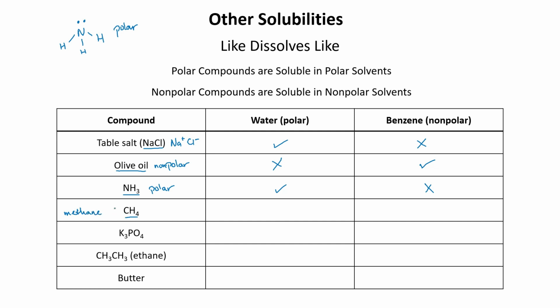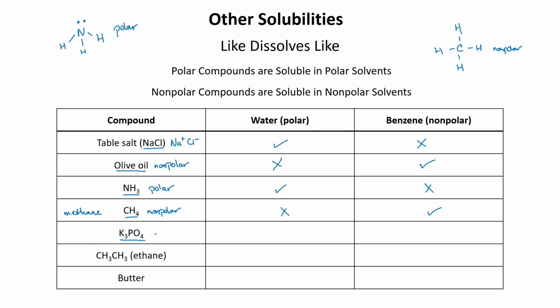Again, if you do not remember if this is a polar or nonpolar substance, let's draw the Lewis structure. So here is your Lewis structure for methane. This is a tetrahedral molecule, which means it is nonpolar. So let's write nonpolar by methane. So methane being a nonpolar molecule, will it dissolve in water, which is a polar solvent? No, it will not. But will it dissolve in benzene, which is a nonpolar solvent? Yes, it will.